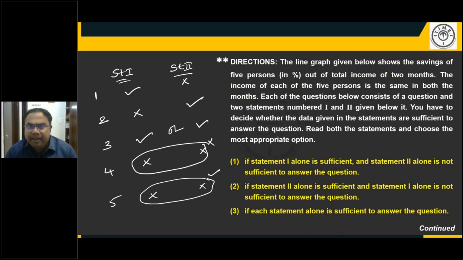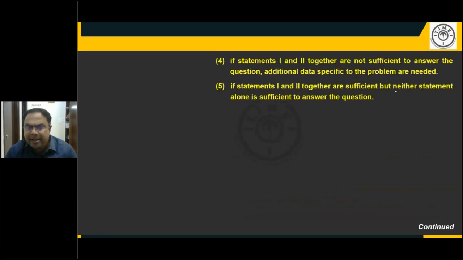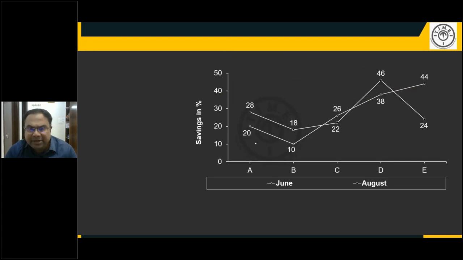What is given? Savings of 5 persons out of total income in 2 months. The income of each of the 5 persons is the same in both the months. So these are the savings percentages of A, B, C, D, E in June. The diamond, rhombus-shaped one represents June. The square box represents August. These are savings percentages out of the total income, right? So let's move ahead. This is a set given.